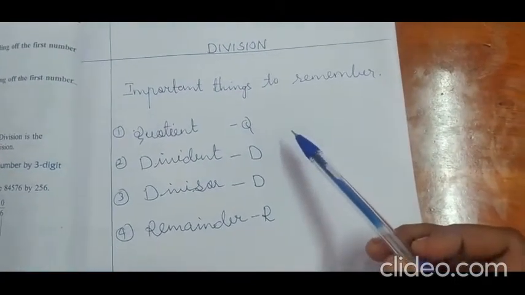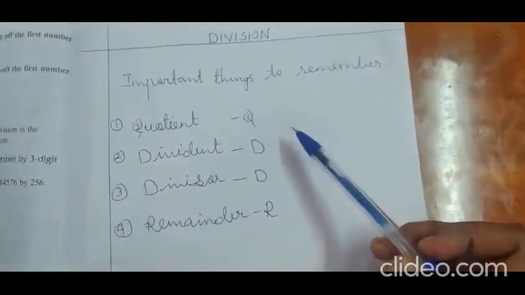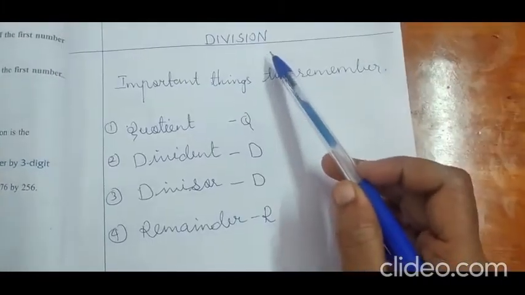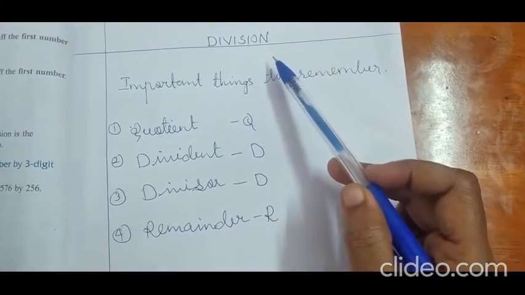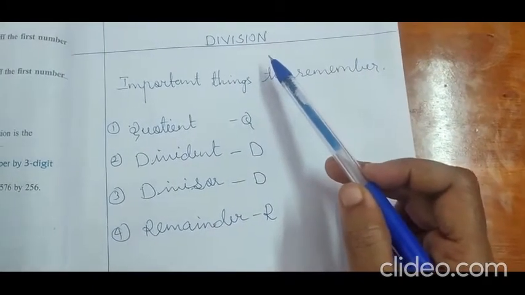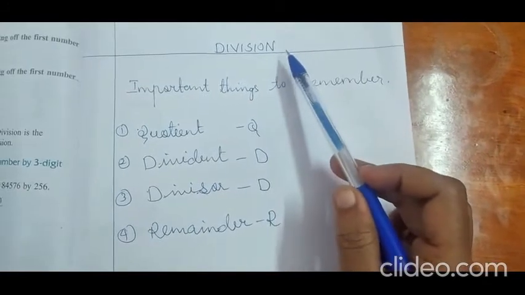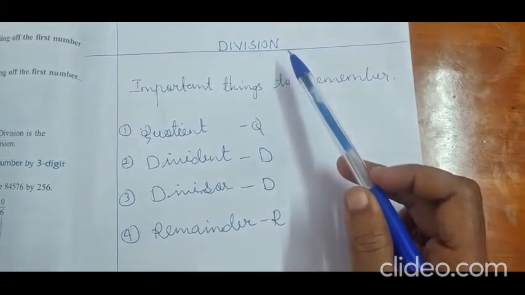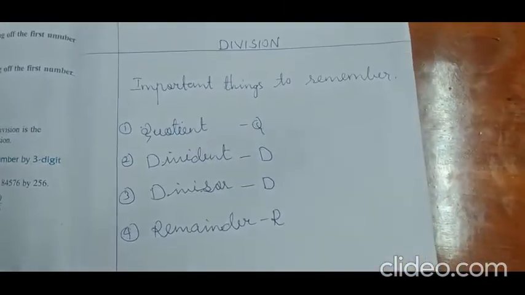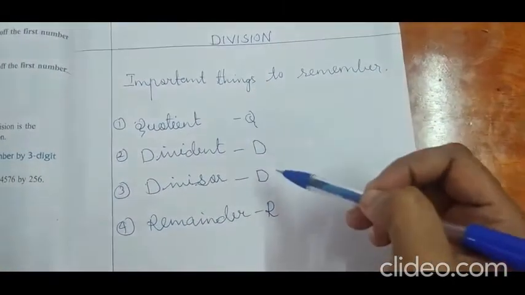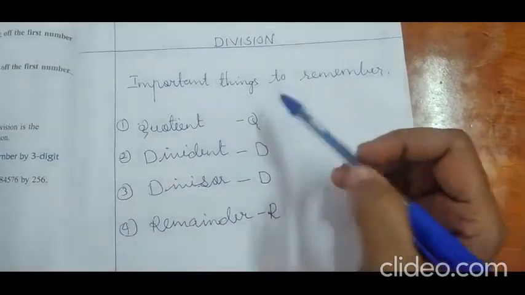Now we have completed 3.3, right? The next one is division. In this third chapter, the next important topic is division. You may think division is very hard, but when you learn it properly, division is also very easy to do. The only thing is, you have to follow certain rules and steps.